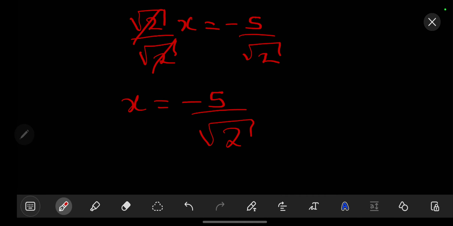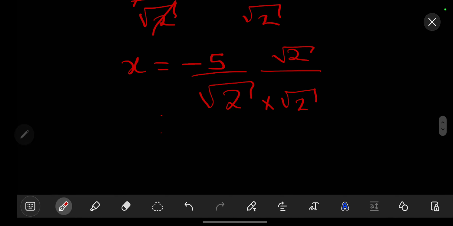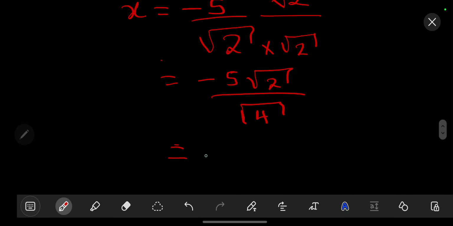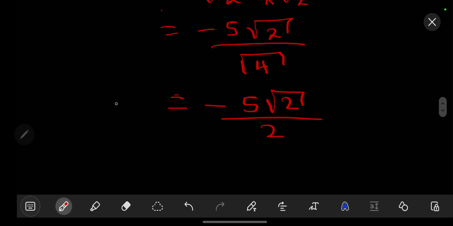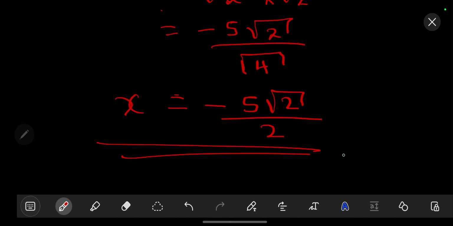So you can end the answer like this, or you can just rationalize it by multiplying by the square root of 2 over square root of 2. Remember, this one and this one can cancel themselves. That means to say we haven't changed any meaning. So we are going to have negative 5 square root of 2. Square root 2 times square root 2, just multiply what is inside. We are going to have the square root of 4, and the square root of 4 will give us 2. We just consider the positive here. So we have negative 5 square root of 2 over 2. So this could be our x, like that.